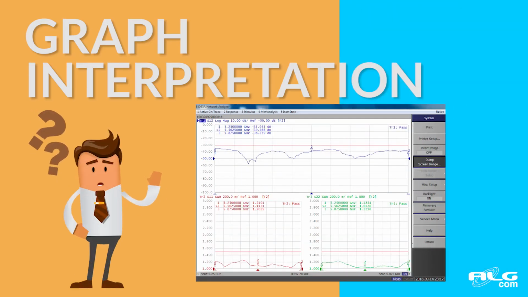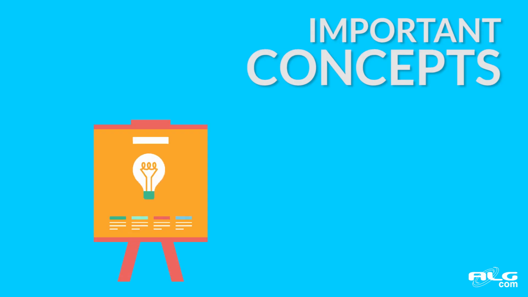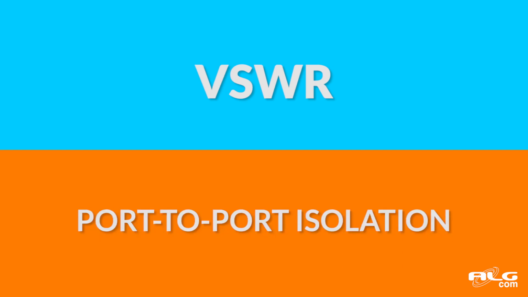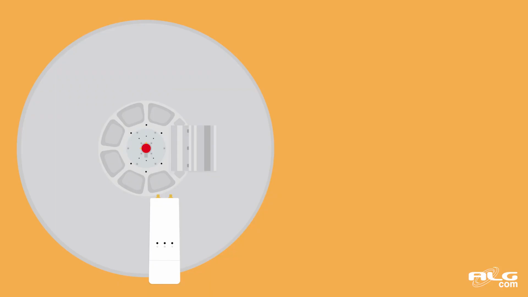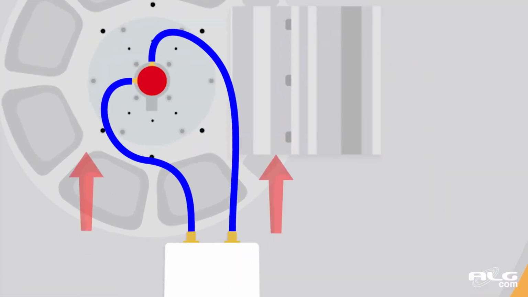Do you know how to read the graphs that we sent with the antennas? Let's learn some important concepts to make this reading. You may have heard about VSWR and port-to-port isolation. VSWR is a measure that informs how much energy the antenna is reflecting.